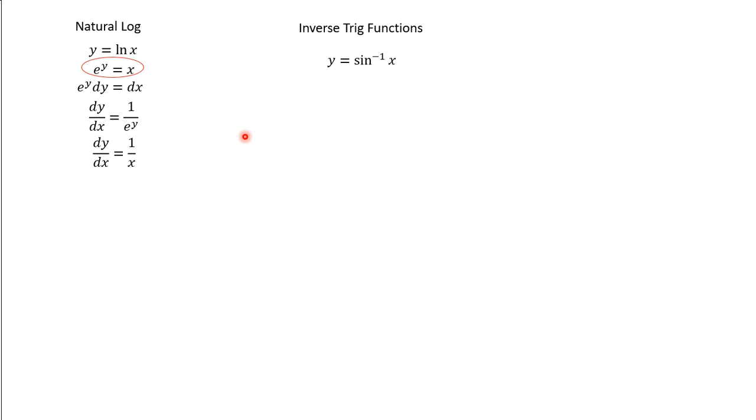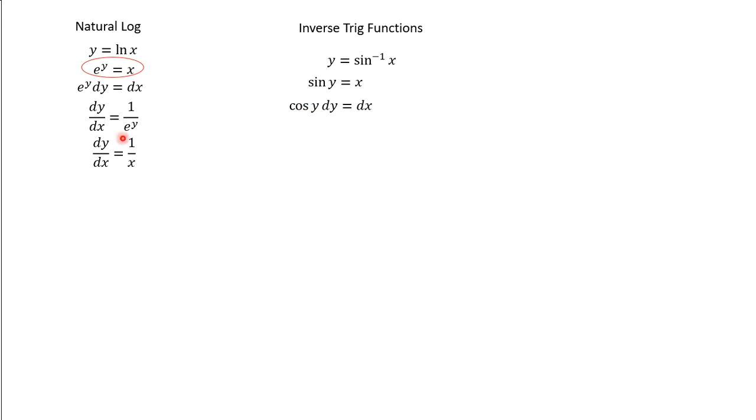We can find these inverse trig functions using implicit differentiation, because we have y equals inverse sine of x, which means we can take the sine of both sides. It's the same thing as saying the sine of y equals x. These two statements are equivalent. Now we can take the derivative. Well, the derivative of sine of something is cosine of something times the derivative of something. So cosine y dy equals dx.